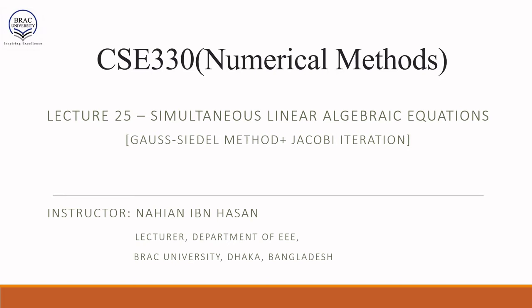Welcome back everyone. In this lesson we are going to learn about two separate methods. Actually, both of them are complementary to each other. We will learn about the Gauss-Seidel method and Jacobi iteration. Both of these methods are designed to solve simultaneous linear algebraic equations, and they are very suitable for computational implementations. They are far more preferable than the Gauss elimination or Gauss-Jordan methods from the perspective of computational implementation.